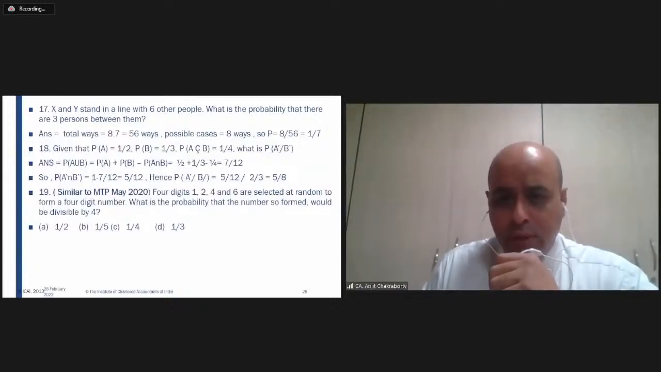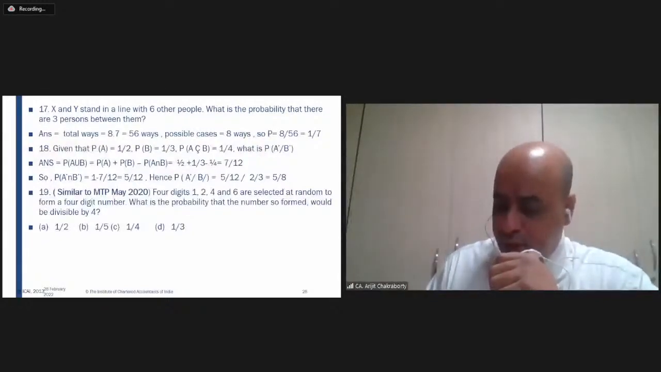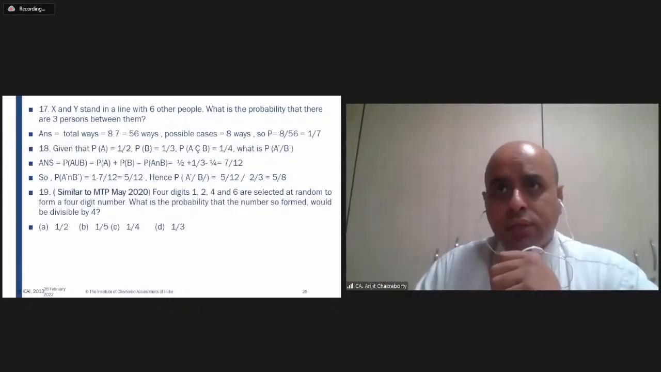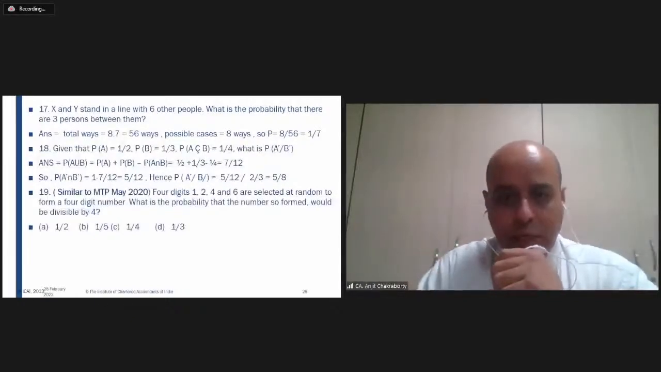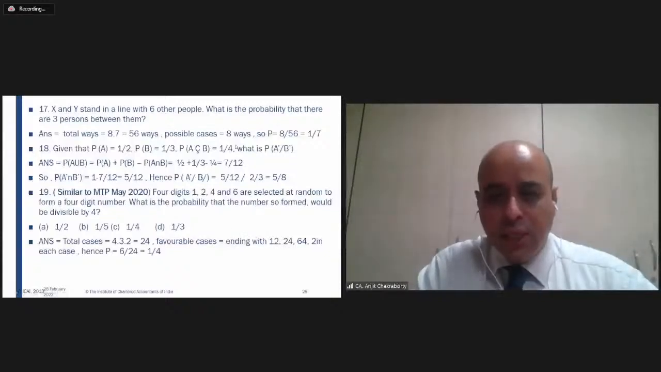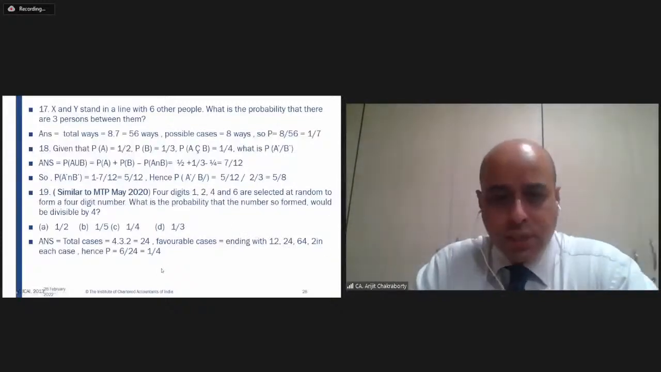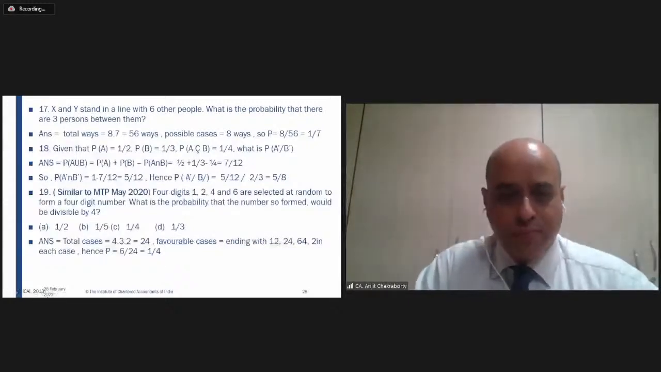or do we have any other combination? It can be 64 also. If it is 12, 24 or 64, then it is divisible by 4. So if you just work it out, you will get the answer. Total cases is 24. Favorable cases are those ending with 12, 24 and 64. So there are 2 cases in each. So you get the answer 6 by 24, that is 1 by 4.